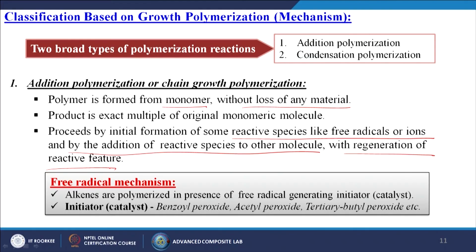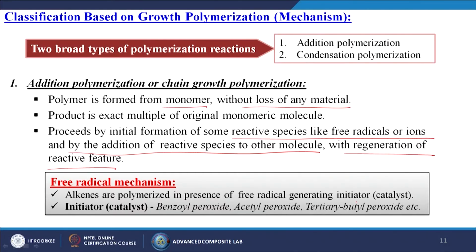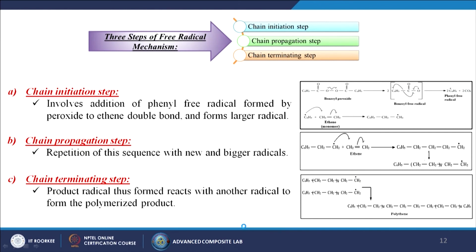What is the free radical mechanism? Alkenes are polymerized in the presence of a free radical generating initiator, which is also known as the catalyst. Initiators like benzoyl peroxide, acetyl peroxide, tertiary butyl peroxide, etc. are acting as a catalyst. There are three steps of the free radical mechanism. First one is called the chain initiation step, second one is called the chain propagation step, and third is called the chain terminating step.